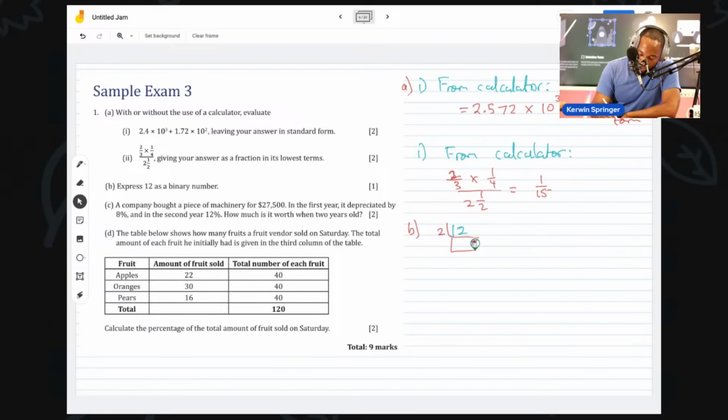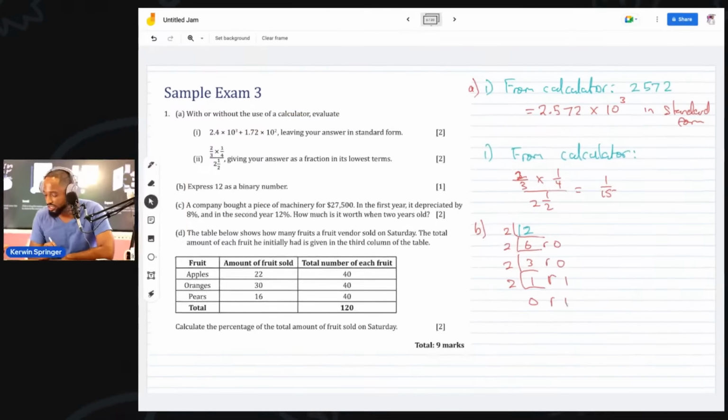2 into 12, 6, and you record the remainder every time. And then 2 into 6, 3, no remainder again. And then 2 into 3, 1, with 1 as the remainder. My finger is touching the screen and making these little dots down on the paper here. And then 2 goes into 1 0 times, remainder 1. So the answer is, therefore, 12 base 10 is equal to, and you read it going up, 1100 base 2. As simple as that.